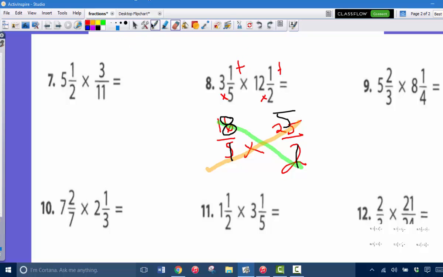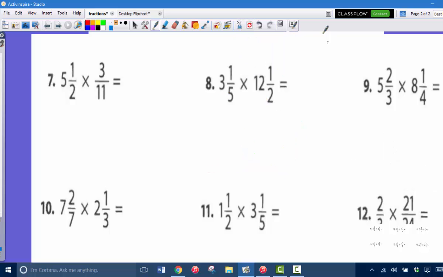Okay, now that you've reduced diagonally, we can multiply straight across. 8 times 5 is 40. 1 times 1 is 1. And you should know that any fraction that has a 1 on the bottom is just going to be that whole number. So the answer is 40. So for number 8, the answer is 40. Sorry for the messed up handwriting. It is very hard to write with a mouse. Okay? So let me go ahead and do number 9.